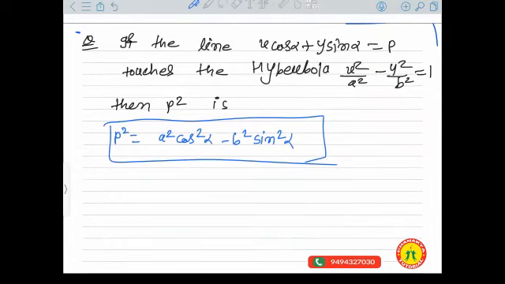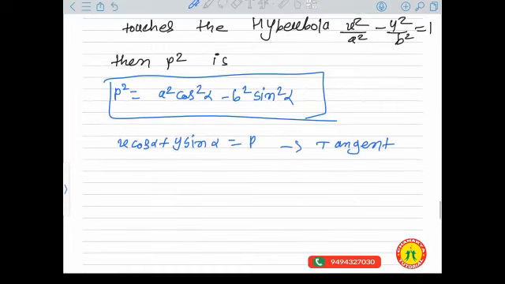Simple question. We need to apply the condition for tangency. Given is x cos alpha plus y sine alpha is equal to p, which touches the hyperbola. It means it's an equation of tangent. This is a tangent line. So what is the condition for tangency?